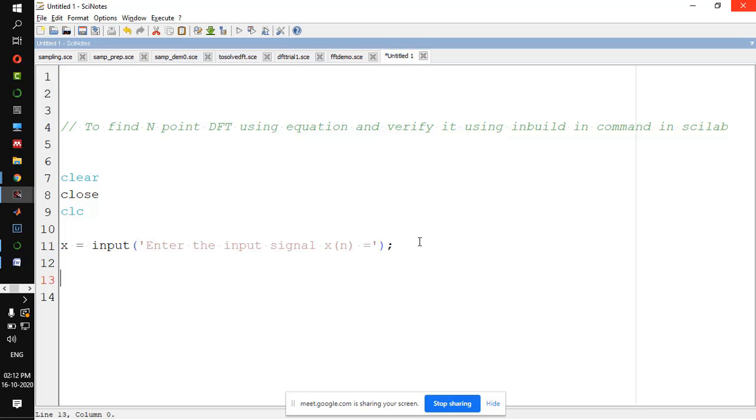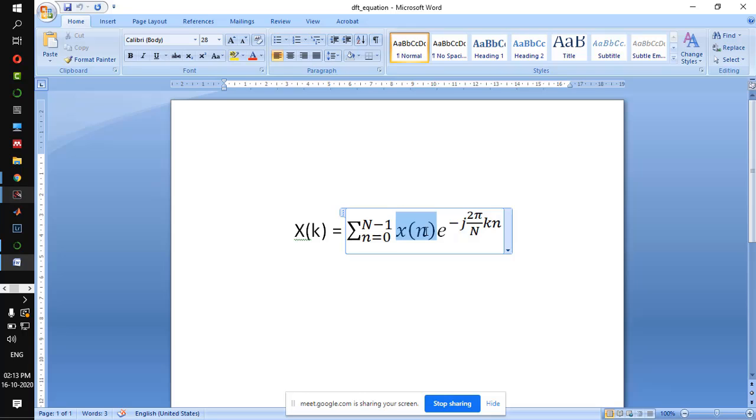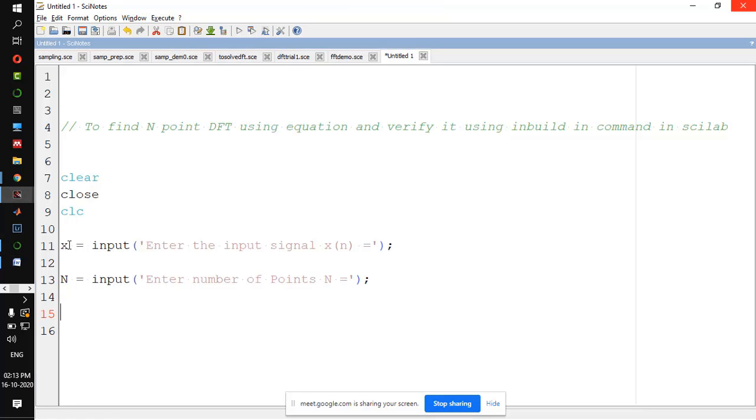I also need to read the number of points, capital N is equal to input, and in single quotes write the message, enter number of points, capital N. Okay, what do we do next? I have read the signal x of n, and I have read how many points DFT I need to find, the value of capital N. What else shall we do? I have both x of n and capital N.